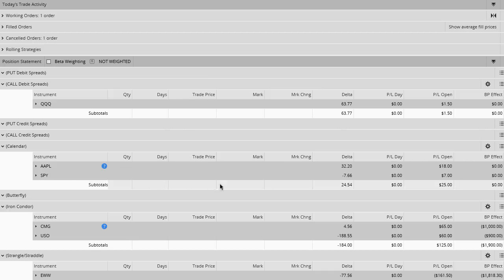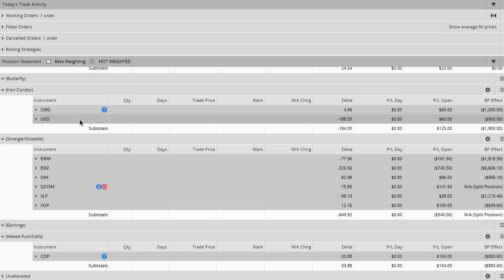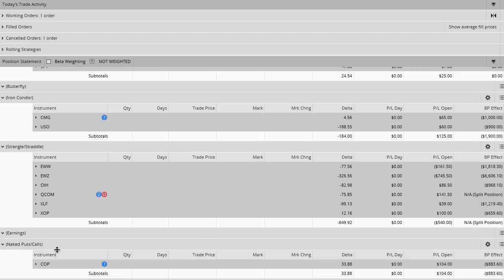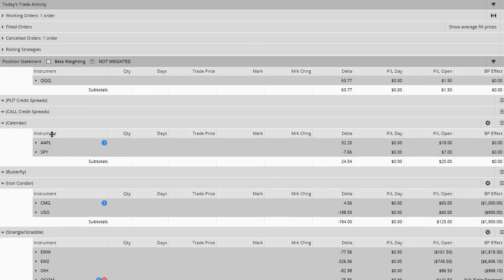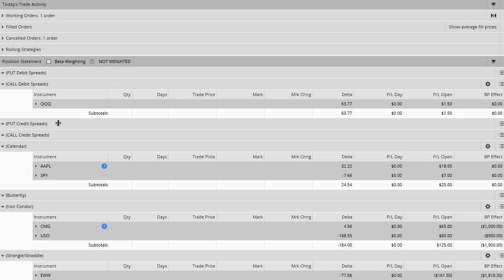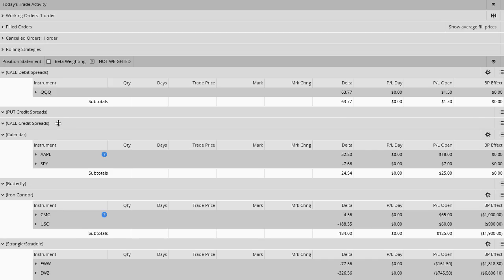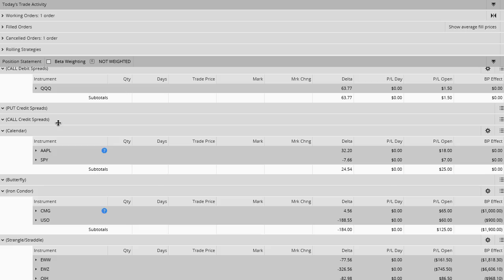And you can see in our position statement here, there's a couple things that we definitely have. We group trades by trade style or our option strategy: put debit spreads, call debit spreads, credit spreads, calendars, butterflies, iron condors, strangles, straddles, etc. And you can see that we've got a good mix of a lot of things. We've got some iron condors, some strangles and straddles, some just regular naked options, a couple calendars in here, and one call debit spread. So we've got a good selection of different strategies. We also have a good selection of different ETFs and stocks.